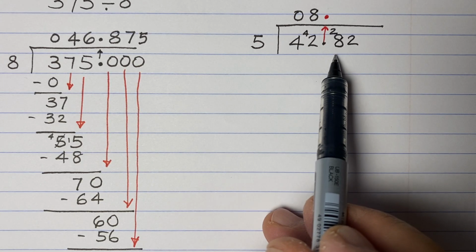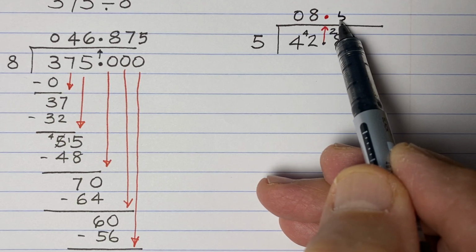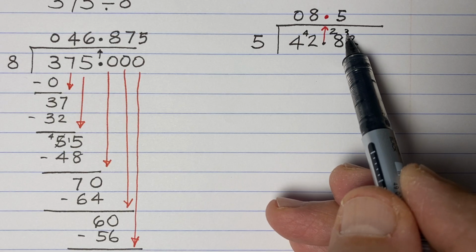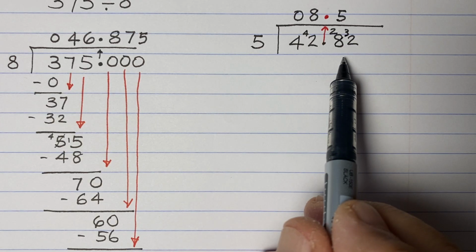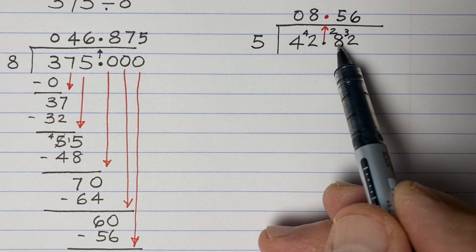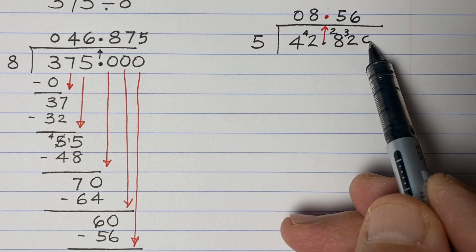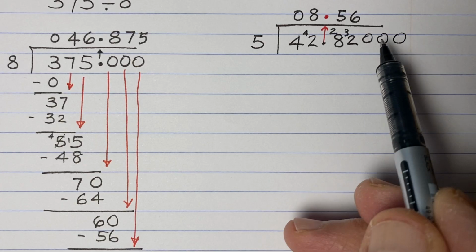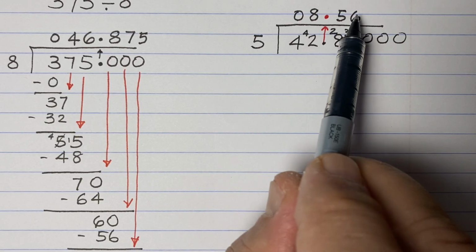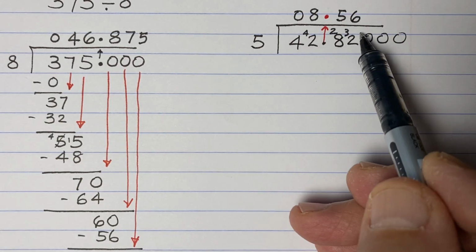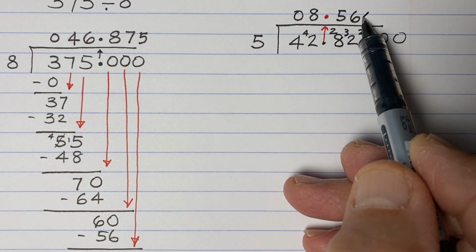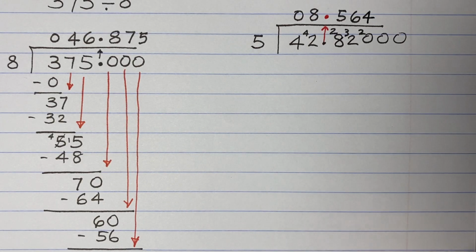5 into 28 goes 5 times. 5, 5, 25. So 3 left. 5 into 32, 6 times, 2 left. Since I don't have any digits, I can create zeros and use them. So 5 into 32 went 6 times, 2 left, so that 2 goes here, and 5 into 20 would be 4 times, and nothing left.